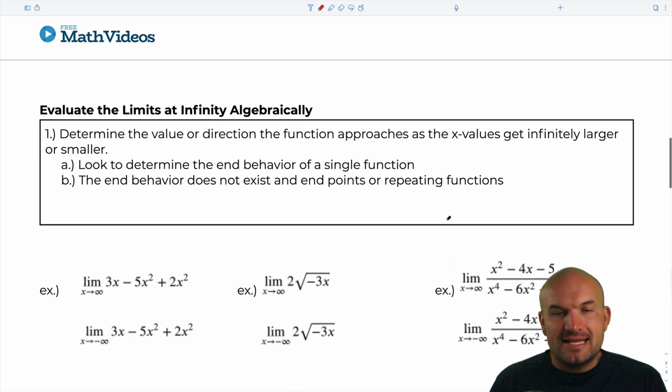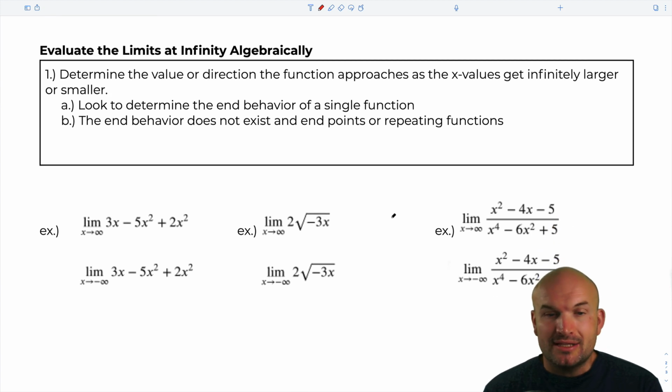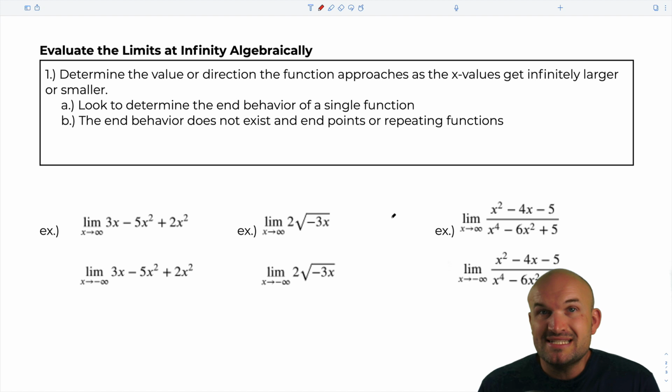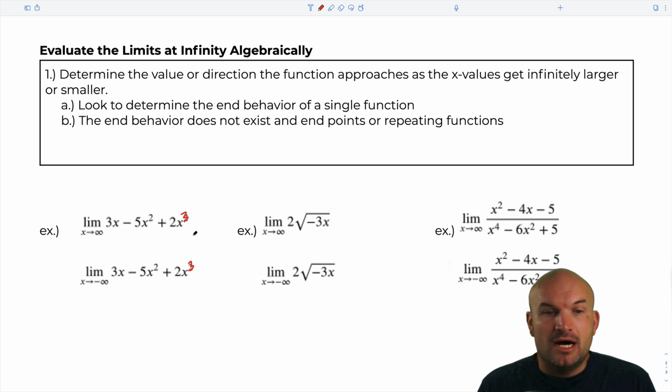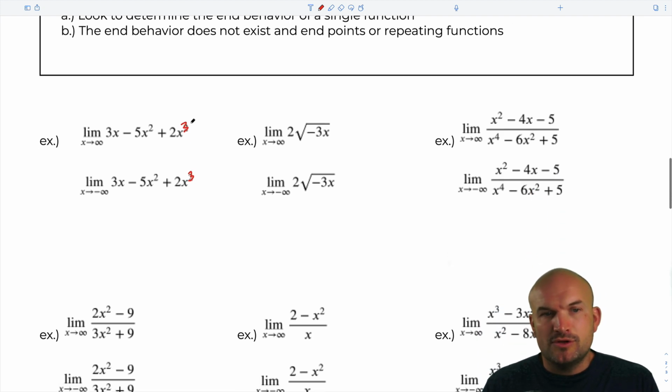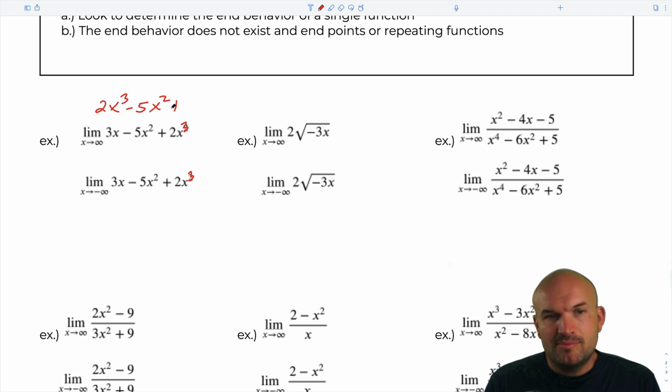All right, when we're looking at evaluating the limits algebraically, really what we're looking at is the end behavior. Where is this graph going? Oh, that's supposed to be cubed. It's really helpful to know what the behavior of the graph is, and where it is going for positive as well as for negative values. So in this first example, hopefully you recognize that this is a polynomial. And typically when we have polynomials and we want to identify the end behavior, we want to write them in our standard form. So this would be 2x cubed minus 5x squared plus 3x.